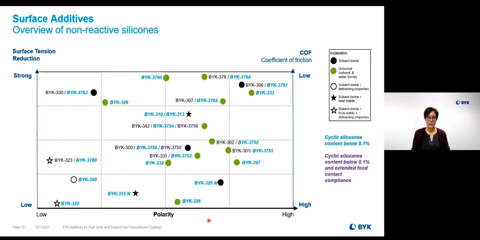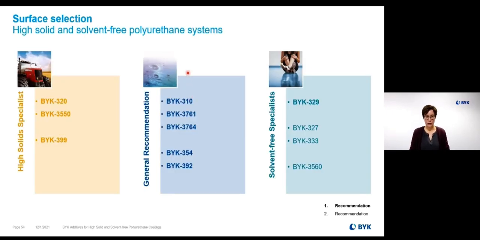But of course, it is not really helpful for your selection of a silicone additive in your high-solid system or in your solvent-free system. Therefore, we created again a recommendation chart. In that case, our general recommendations are BYK 310, 3761 or 3764. And as a combination partner for the final appearance, we have the BYK 354 and 392 as acrylic additives.